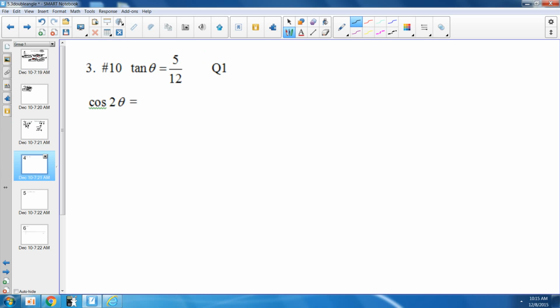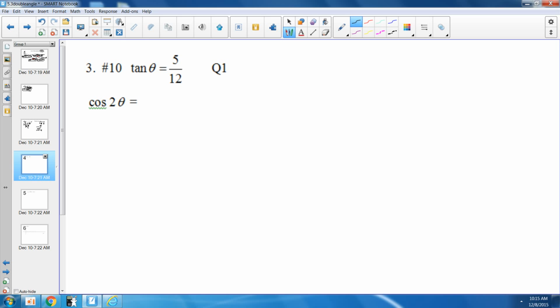Tangent theta equals 5/12. You're in quadrant 1. What is the cosine of 2 theta? Cosine of 2 theta. Again, you're going to go to your identities and you're going to fill in one of the identities, so you can substitute in and solve.